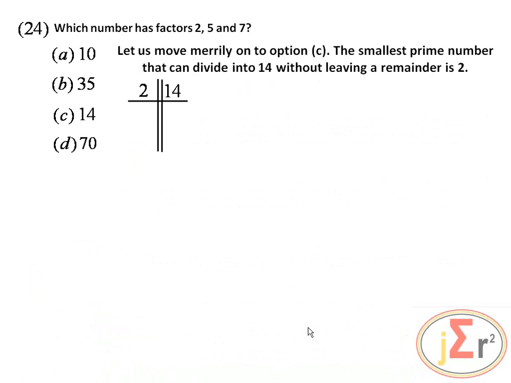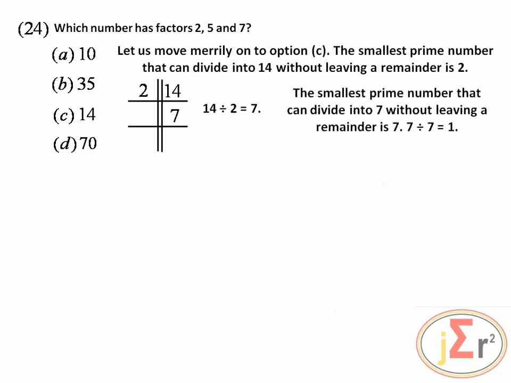So we are working with option C, and we are doing the same thing, using the smallest prime factor that can go into 14 without leaving a remainder. So 14 divided by 2 is 7. And we use the smallest prime factor that can divide into 7 without leaving a remainder, and that is 7 into 7, and that will give us 1. So we have exhausted that, and which one is missing? We have 2 and 7, 5 is missing. 5 is not a factor of 14. Option C is incorrect.